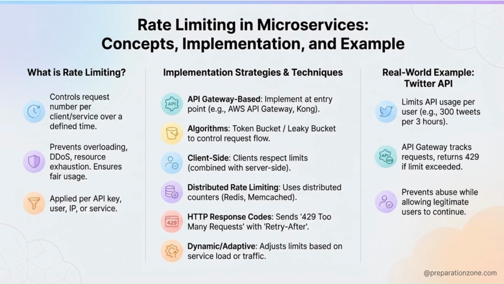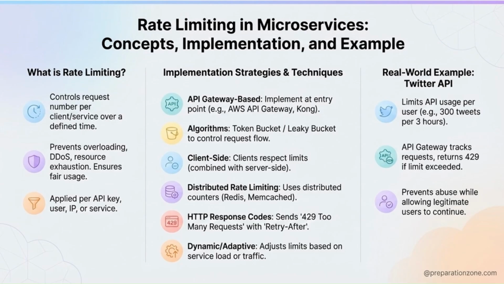How is it implemented? We use algorithms like token bucket or leaky bucket to control the flow. In distributed systems, tools like Redis help keep track of global limits consistently across all the service instances. What happens when the limit is hit? The client gets a 429 HTTP code, that is, Too Many Requests, plus a Retry-After hint, telling them when to come back.